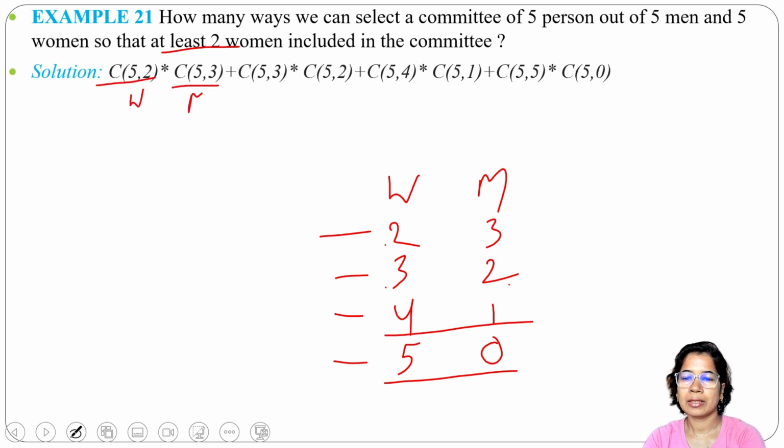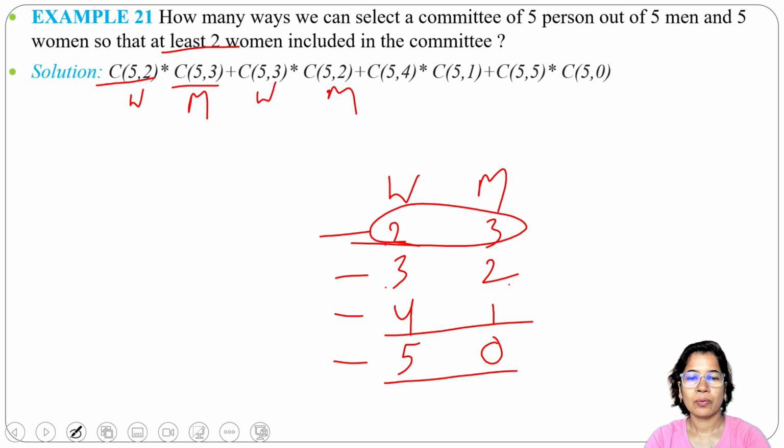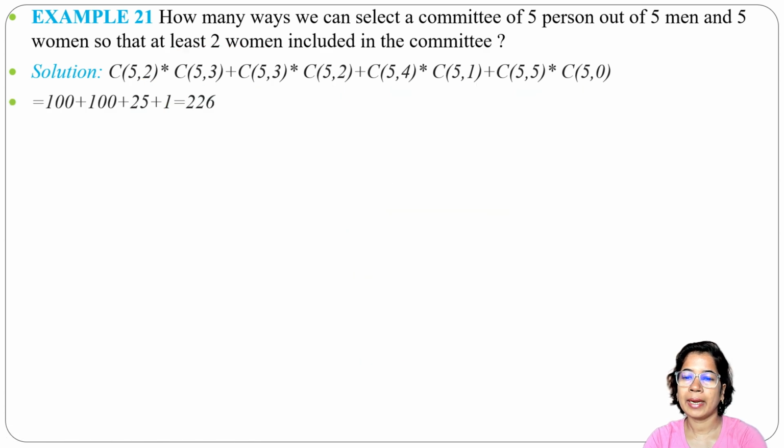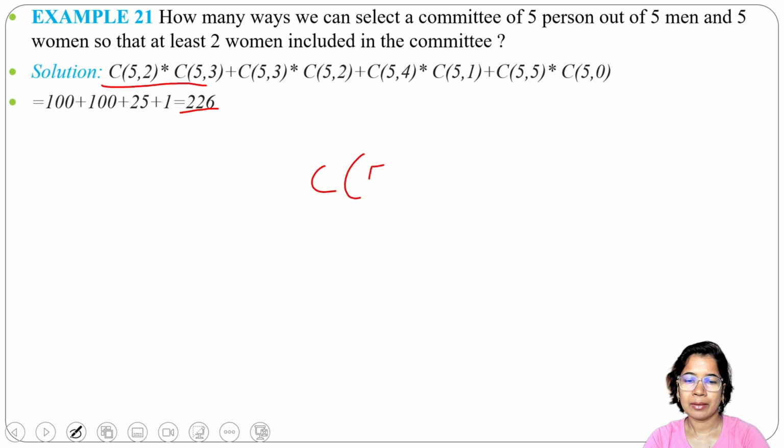This is for women, this is for men. Then 3 women, 2 men, then 4 women, 1 man, then 5 women and 0 men. After solving, we'll get 226. So there are 226 ways that we can choose at least 2 women from 5 men and 5 women.